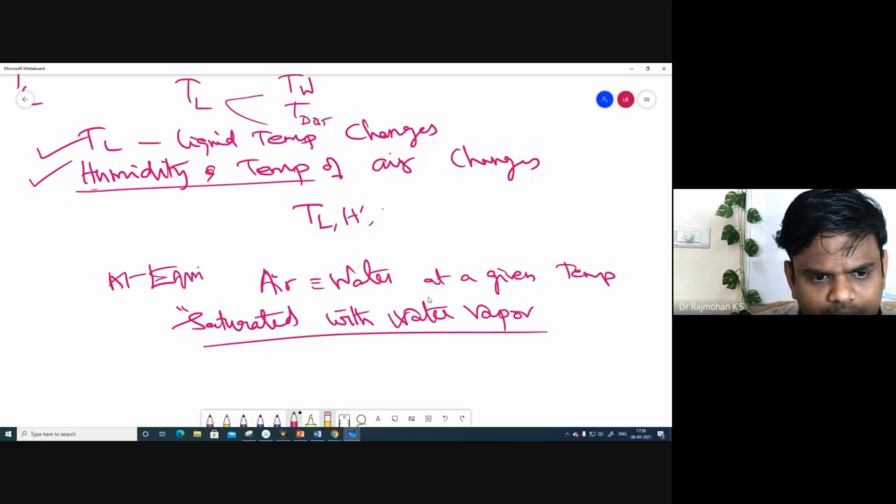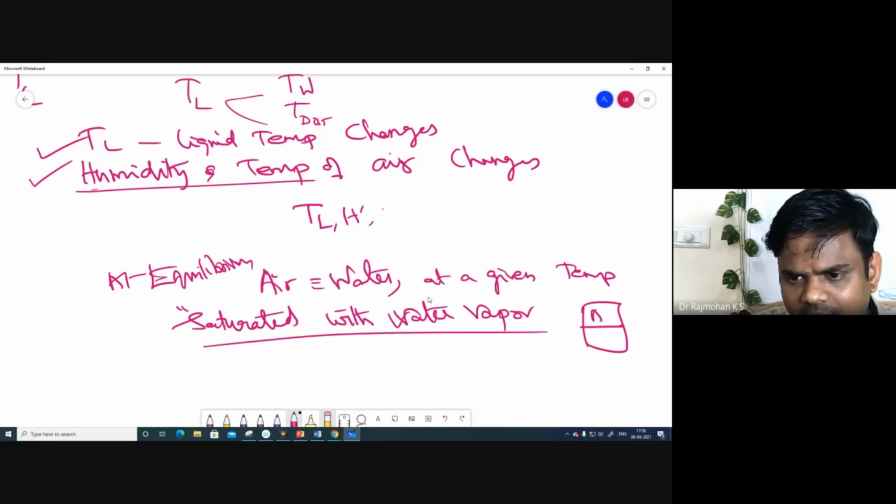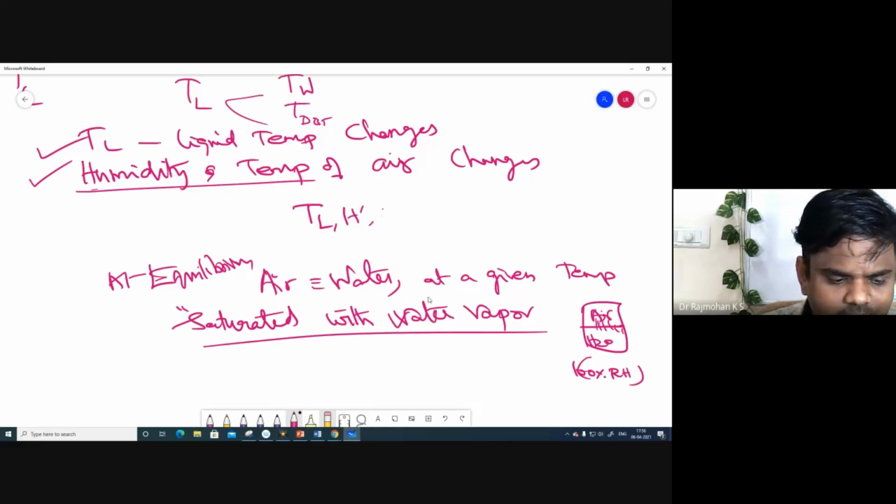At equilibrium, when you say air and water are in equilibrium, it means that air is saturated with water vapor. That means it is the 100% saturation line. Okay, the 100% saturation line we should consider.